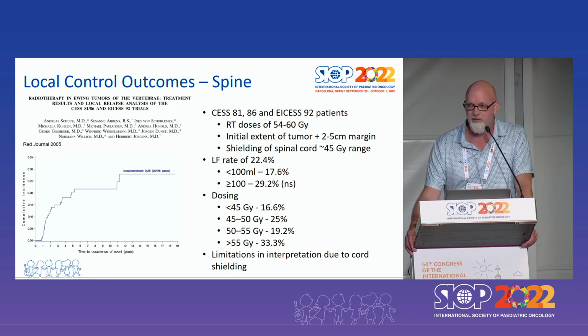I think the important takeaway from this paper for me was really that in that era, it was difficult to treat patients with tumors around the spine to doses that we typically use for Ewing sarcoma, such as 55 or 60 gray. And because of that, there was a fair amount of underdosing right where the tumors were actually located, and we didn't see a dose-response relationship in local control.